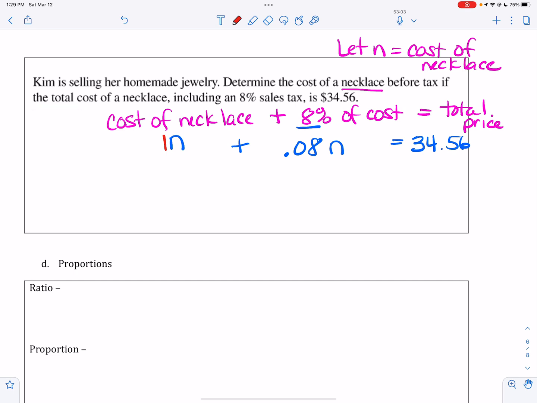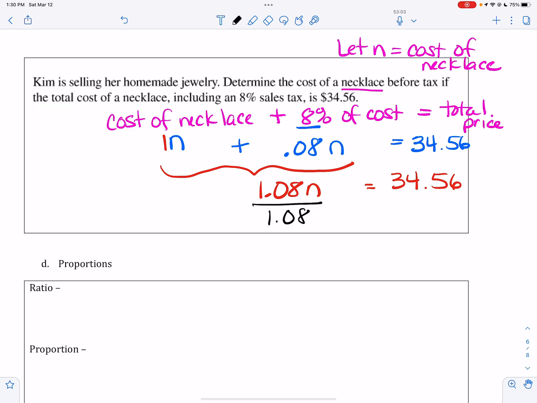And so now we have like terms. We have 1N plus 0.08N, which makes 1.08N. And that gives me $34.56. And so then I can divide through by 1.08. And that tells me the original cost of the necklace before tax is $32.